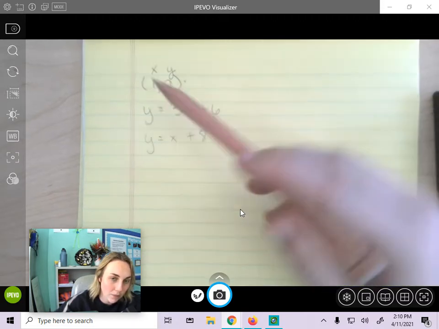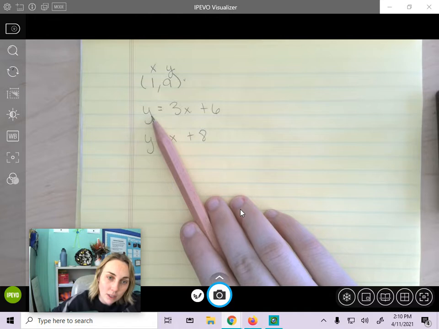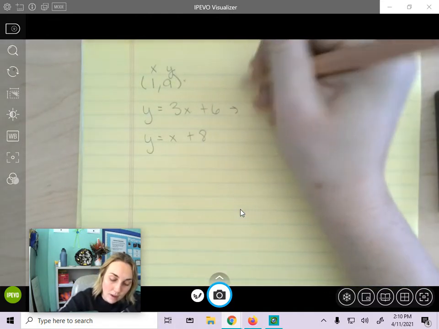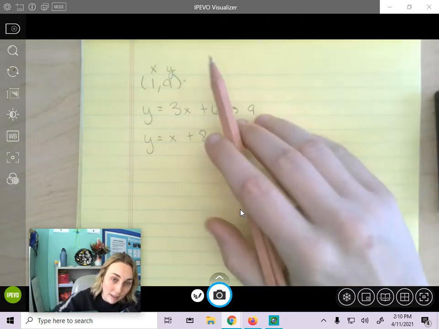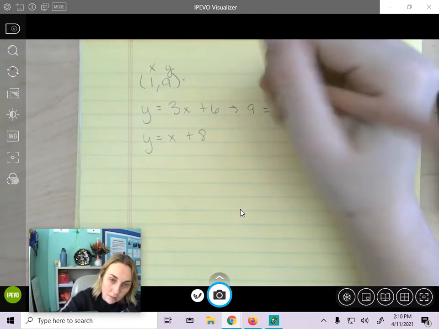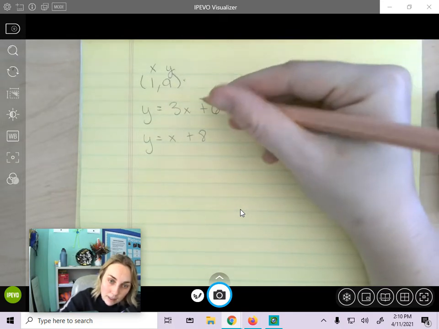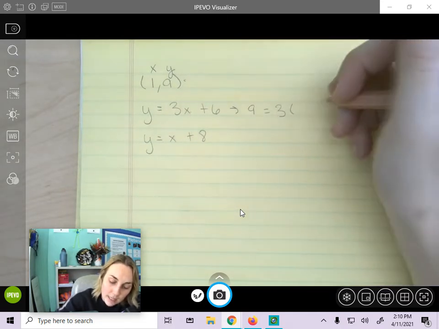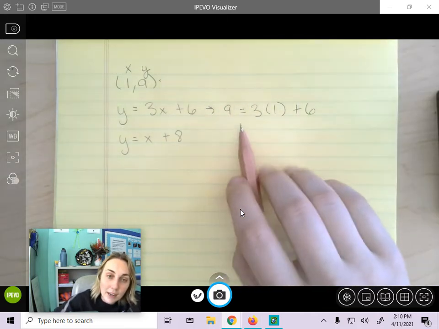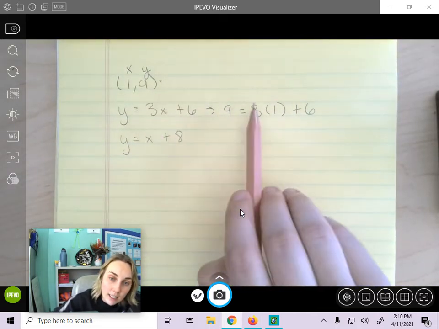So let's do an example. My first letter here is a y, so I'm going to substitute my 9, because 9 is the y value, in here. I'm going to bring down this 3. I'm going to substitute my x value in for 1, and I'm going to put this plus 6. So now I've substituted this into here, and let me see if it's true.